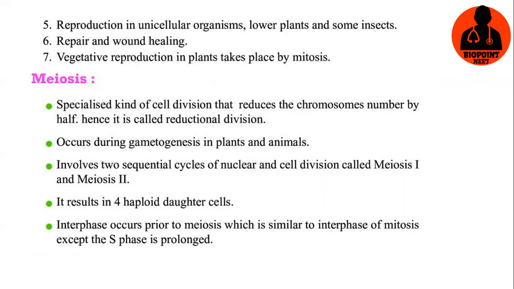So meiosis. What is this meiosis? Comment fast, guys. A specialized kind of cell division that reduces the number of chromosomes by half is known as meiosis. That is the reductional division.